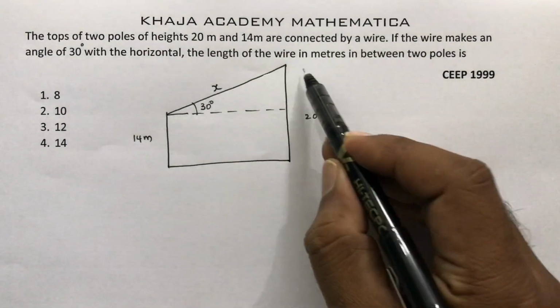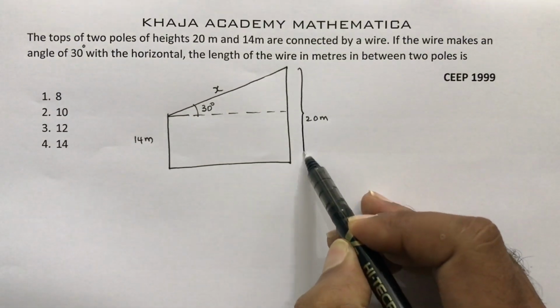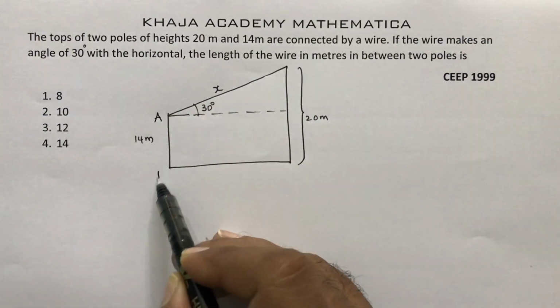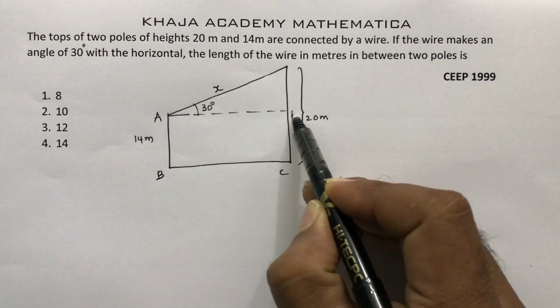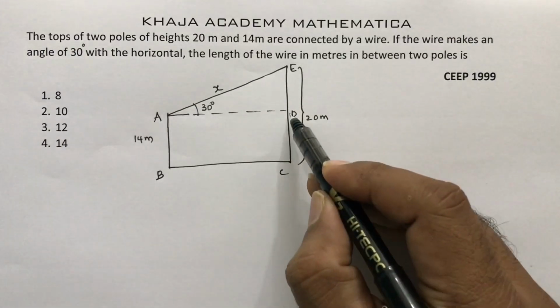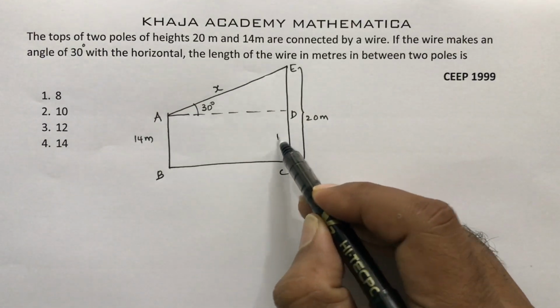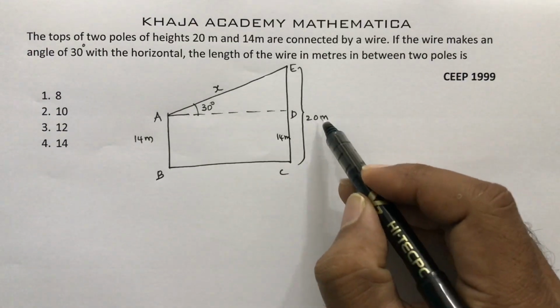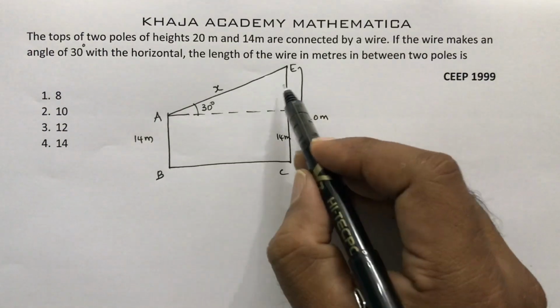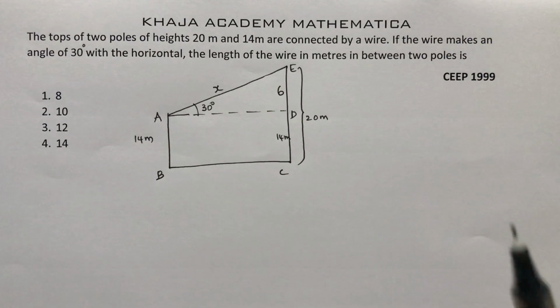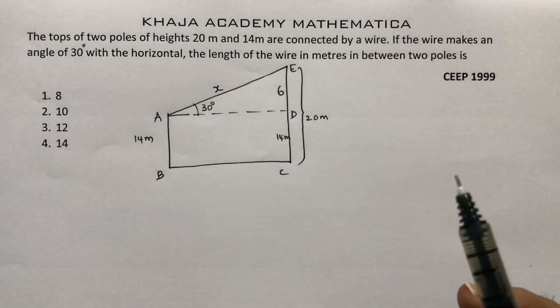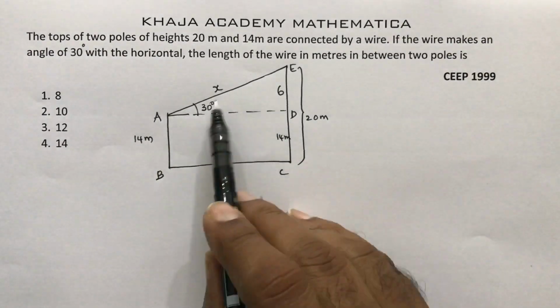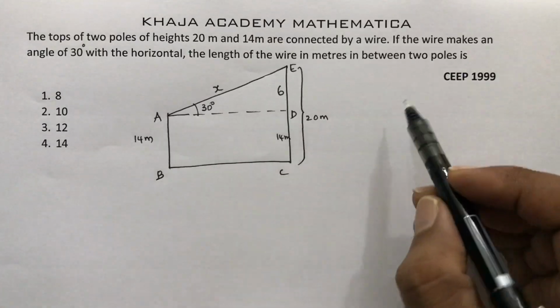See, total is 20, and this part is 14. So this will be 20 minus 14, which is 6. Now we need to find x. Take the triangle ADE.